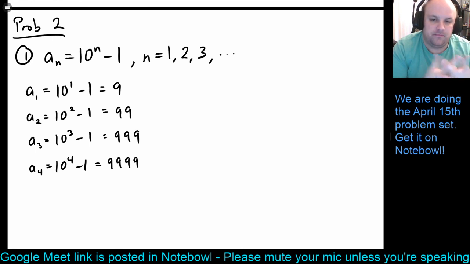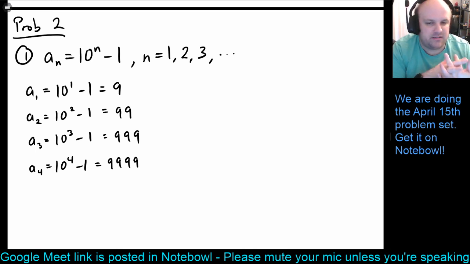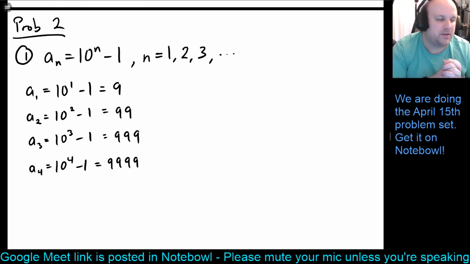All right. So what does it appear that this sequence is doing in terms of converging, diverging? Is there a limit? What does it seem is going on here?